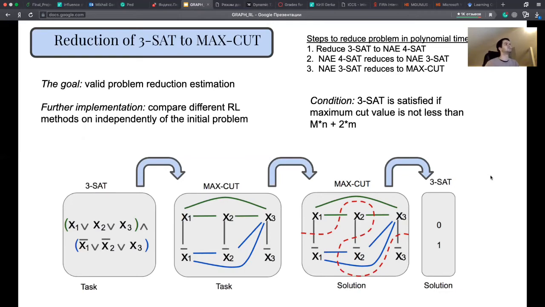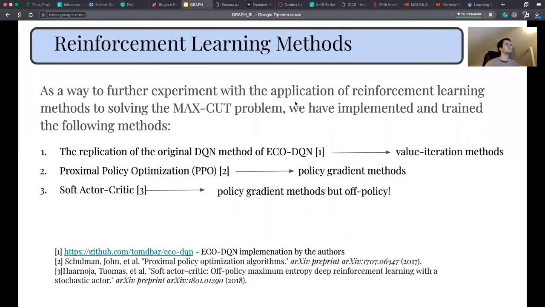So another part of our project was adding and trying out different reinforcement learning methods in ECO and Struct2Vec training settings. As candidates for those methods, we have tried out proximal policy optimization and soft actor critic, which both belong to policy gradient methods, but soft actor critic is also off policy.